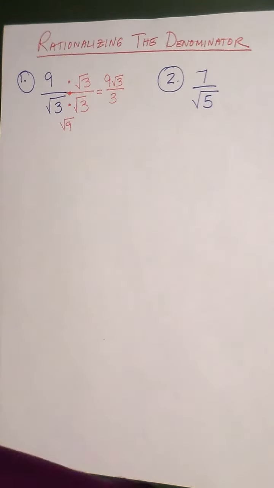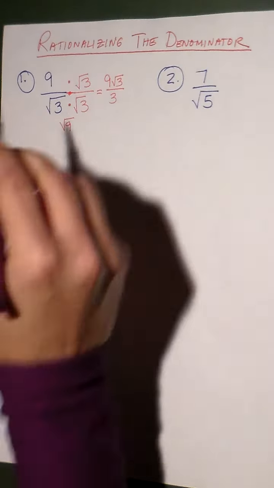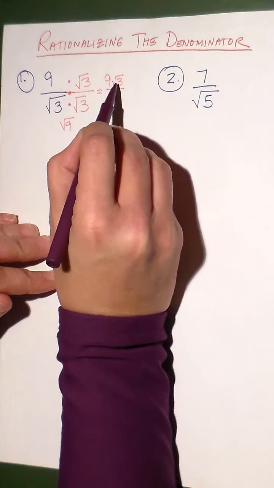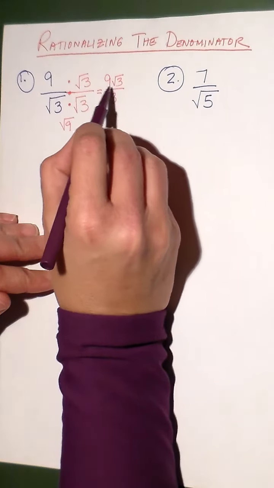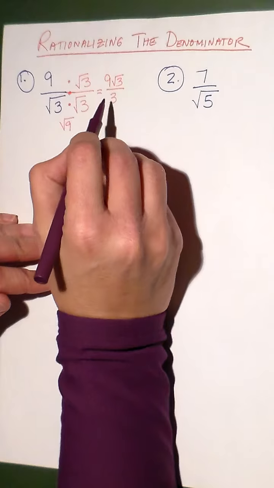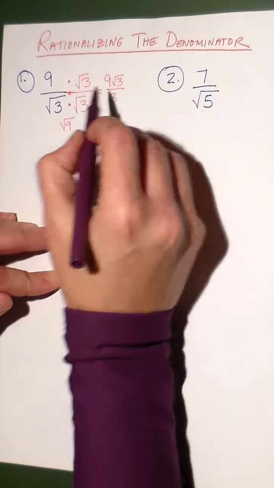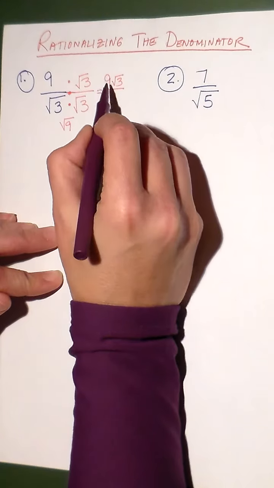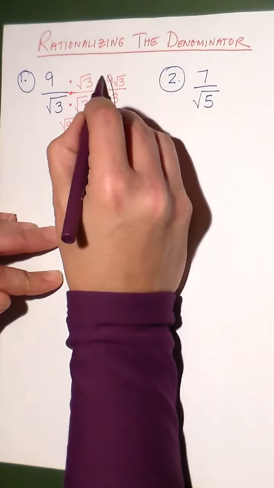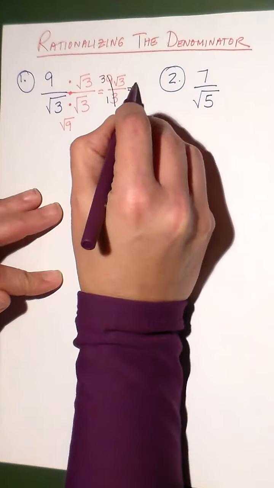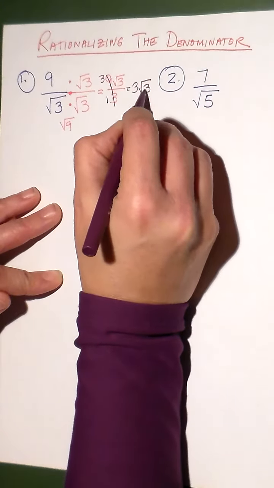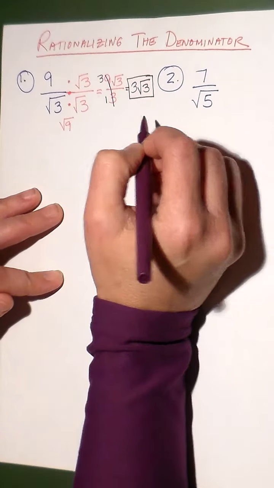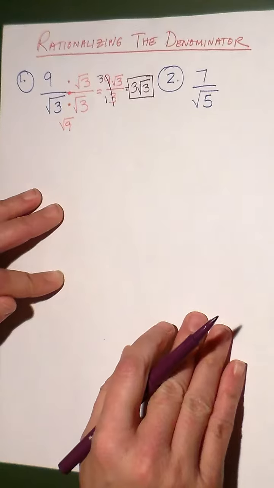My next step is going to be, can I reduce this fraction? And the answer is yes. This is all multiplication. This is 9 times the square root of 3. Everything on the numerator is multiplied, so I can reduce. 9 and 3 have a common factor, which is 3. So I'm going to reduce here. This becomes 3, this becomes 1. So my completely simplified answer is 3 square roots of 3. And that's how I solve 9 divided by square root of 3.